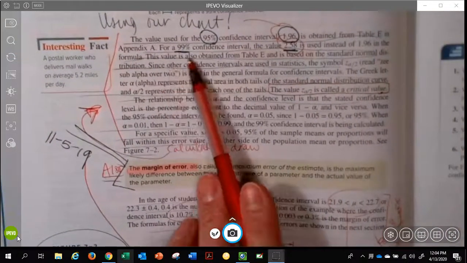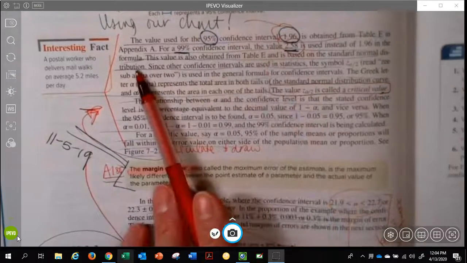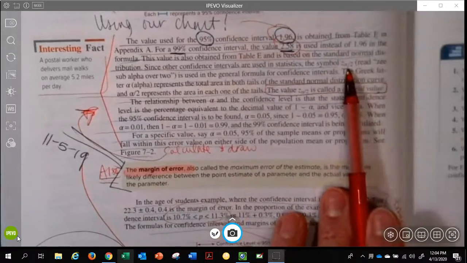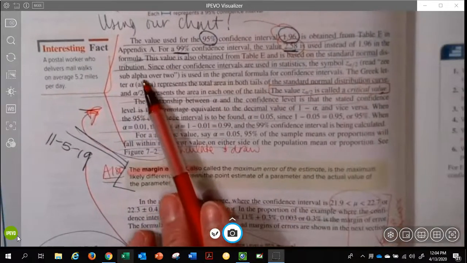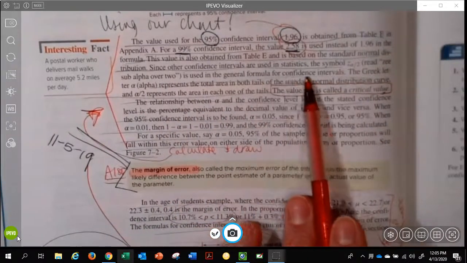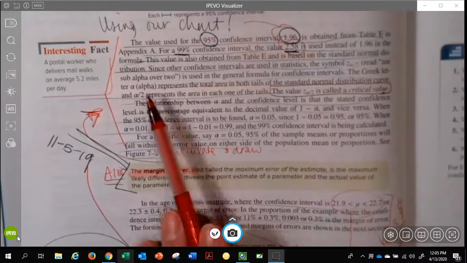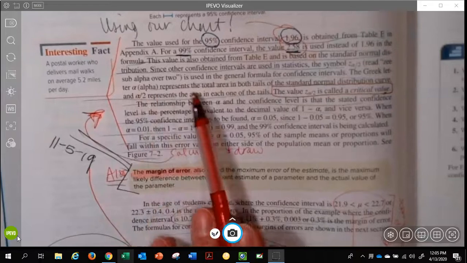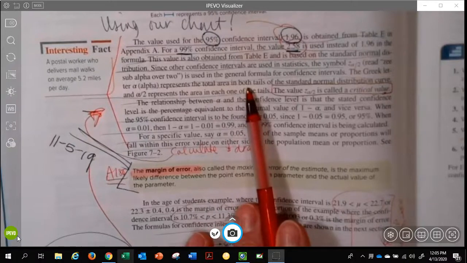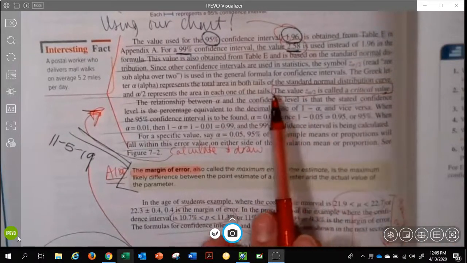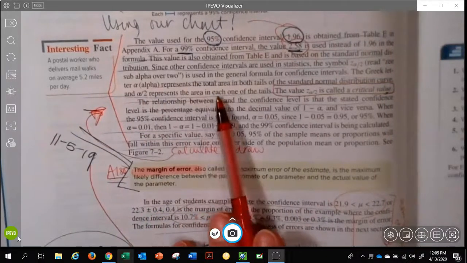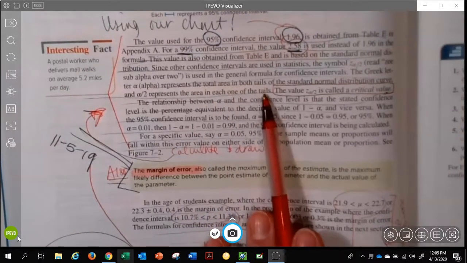So when I look back over here, it says it comes from Table E. It is based on the standard normal distribution. Confidence interval, here we go. It's read z sub alpha over 2. It is used in the general formula for confidence intervals, what I was just showing you. And the Greek letter alpha represents the total area of both tails of the standard normal distribution curve. And alpha over 2, or alpha divided by 2, represents the area in each one of the tails.